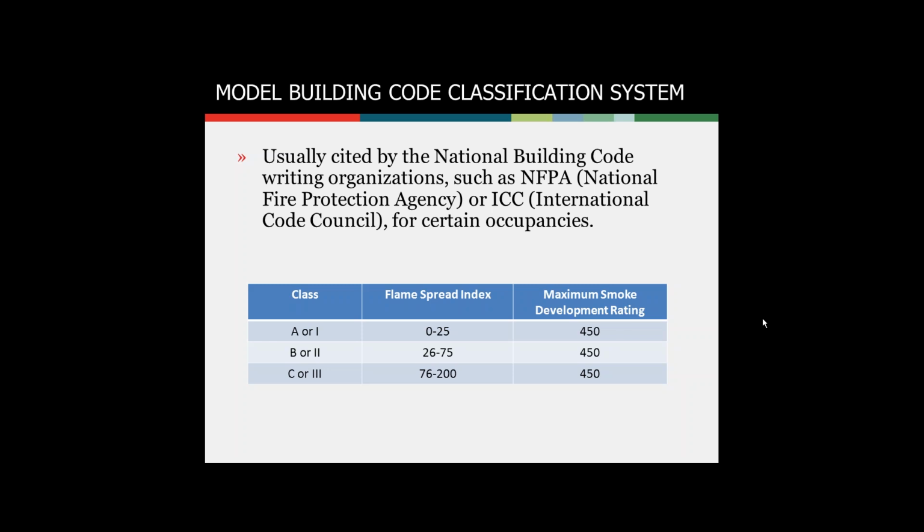For a class A, B, or C, as long as you stay within 450 for smoke developed, you'll meet either of those classifications. Some building codes have even tighter restrictions. The New York City building code for smoke developed has a limit that ranges from 25 to 100. So what you see now are the basic rules that apply, I would say 99% of the time, and you do have some odd local codes which may be more stringent.